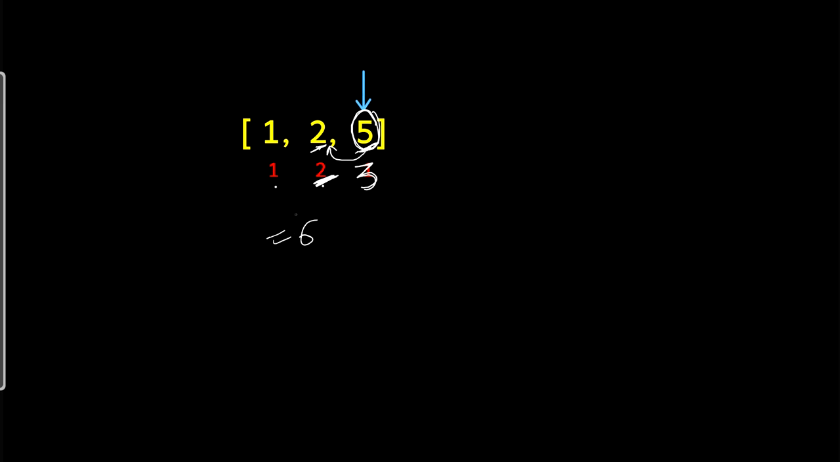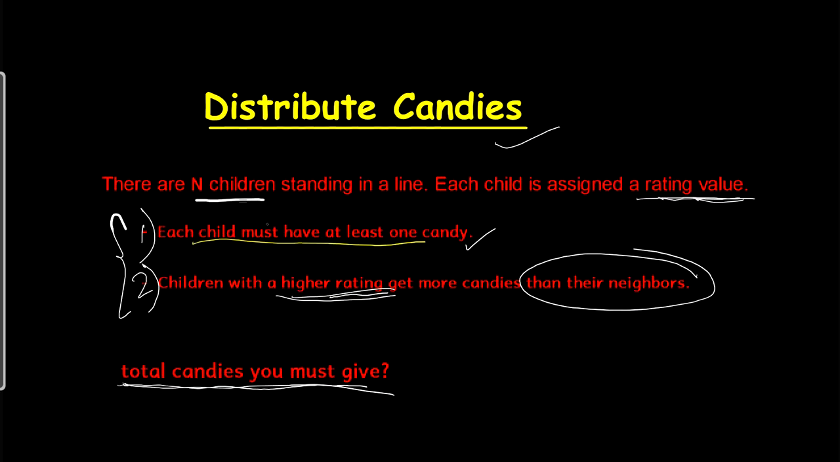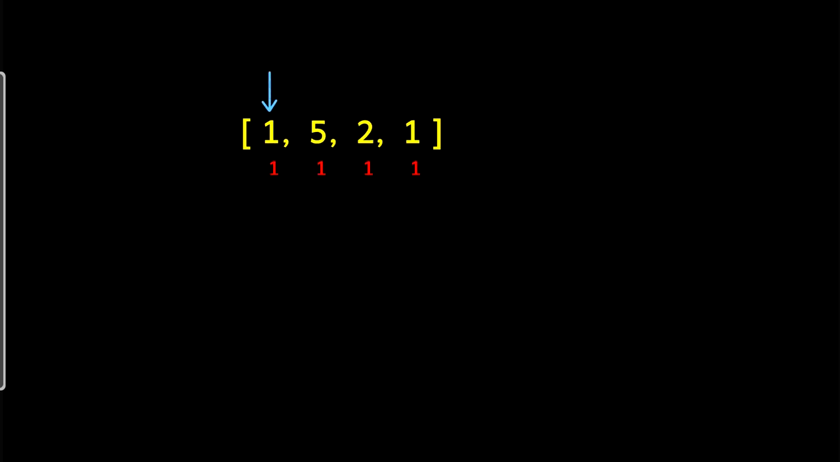Let's see one more example where we have 1, 5, 2, 1. Initially we will give each child at least 1 candy, and then we will check that the child with higher rating should get more candies. So I will give each child 1 candy initially like this. Now we will check 1 with its left child as well as right child. 1 is less than 5, so he will get 1 candy only.